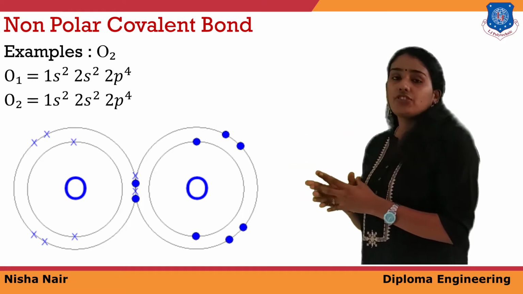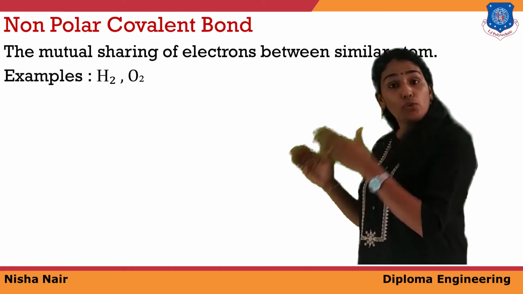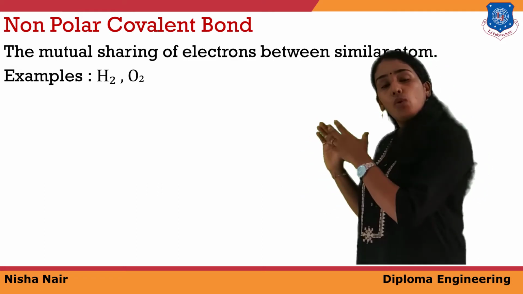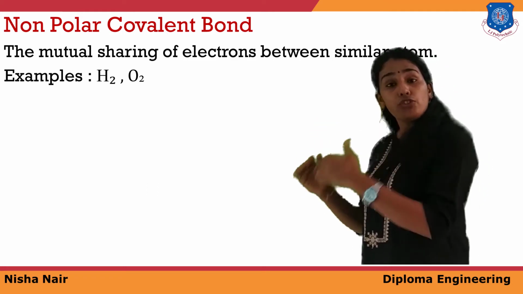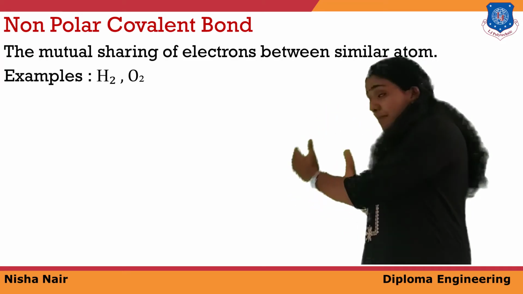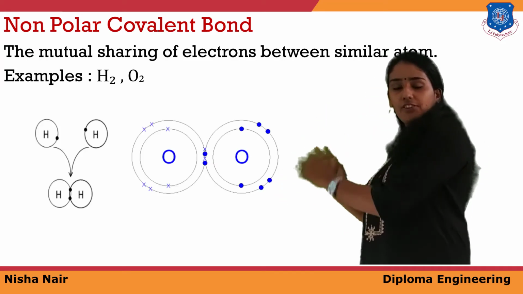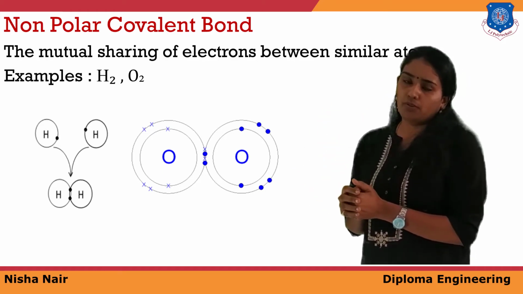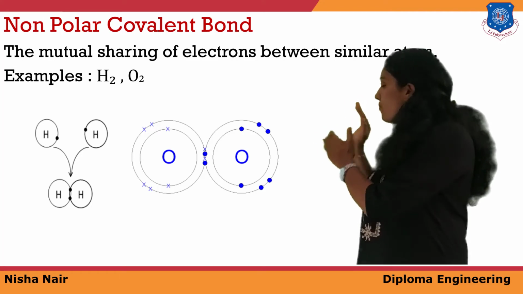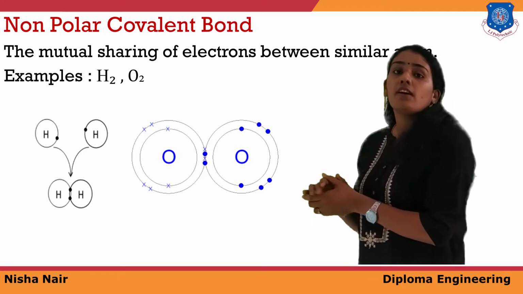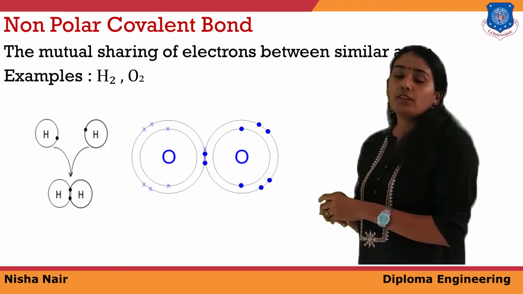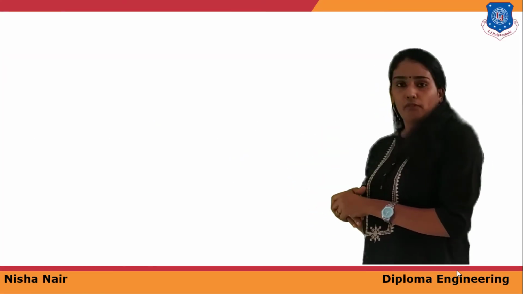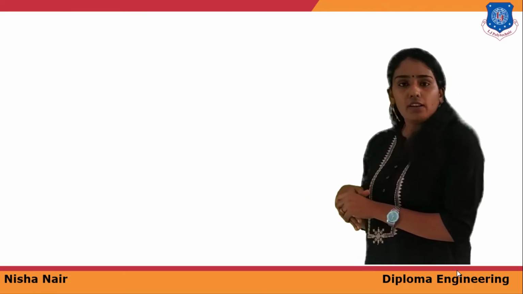So, if mutual sharing of electrons takes place, then such type of bond is known as a covalent bond. And if mutual sharing of electrons takes place between similar atoms like oxygen gas and hydrogen gas, such type of bond is called a non-polar covalent bond. So, one more time I can define non-polar covalent bond as the mutual sharing of electrons between two similar atoms. Now, let me see another type of covalent bond which is known as polar covalent bond.